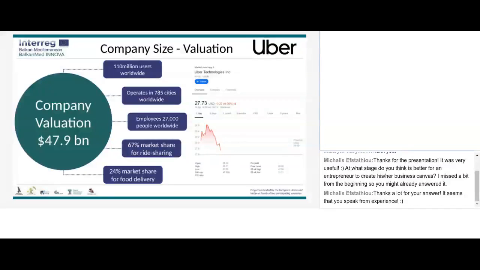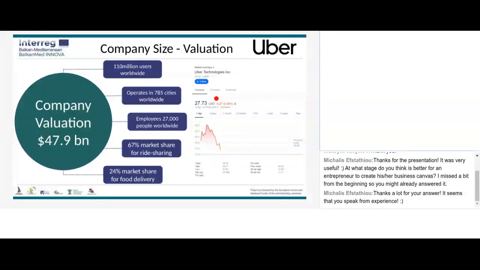So let's see the company size and company valuation of Uber. When Uber released the initial public offering, the valuation was about 80 billion, but then it dropped, and that's because of some factors that we're going to examine on the next slide. But the current company valuation is about 47 to 48 billion dollars US.